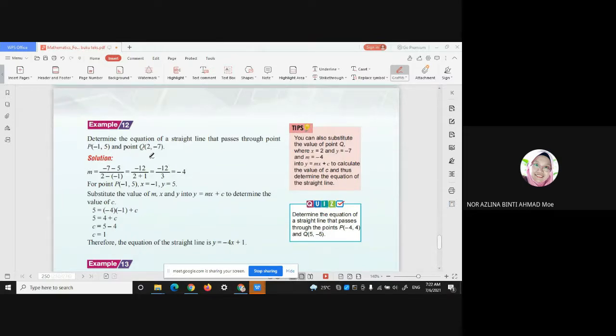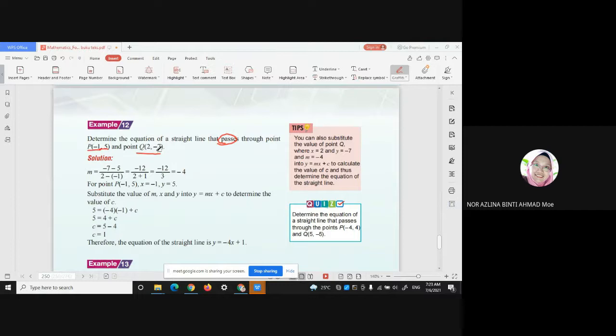Determine the equation. Determine the equation of a straight line that passes through point P and Q. P is (-1, 5), Q is (2, -7).